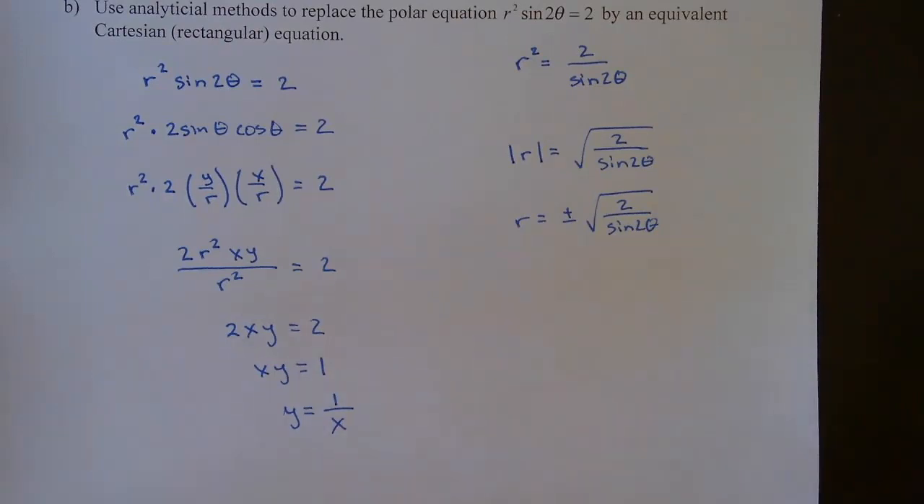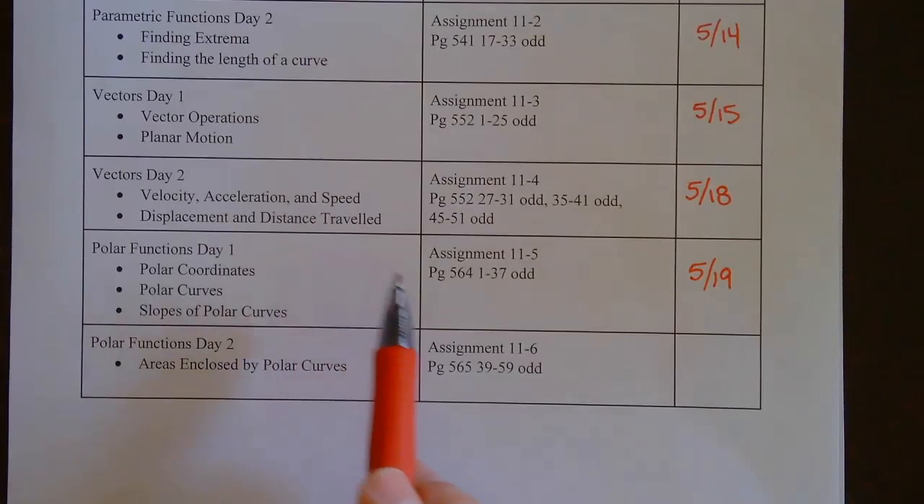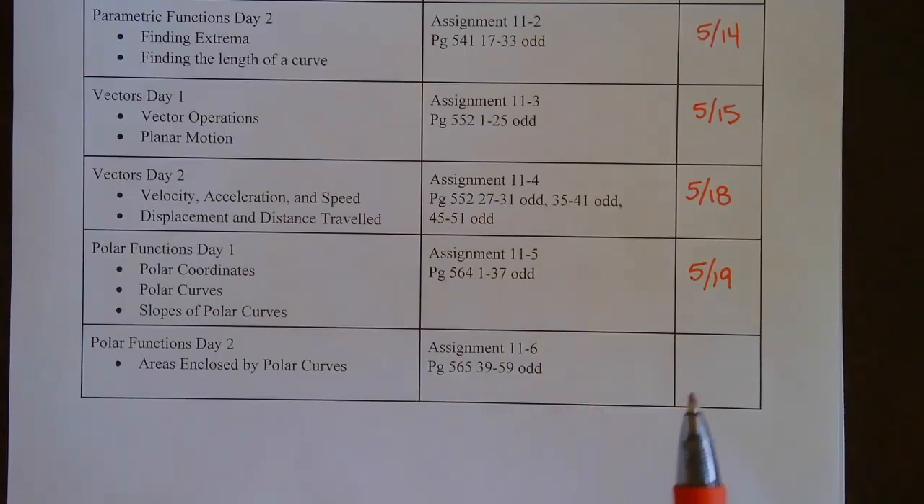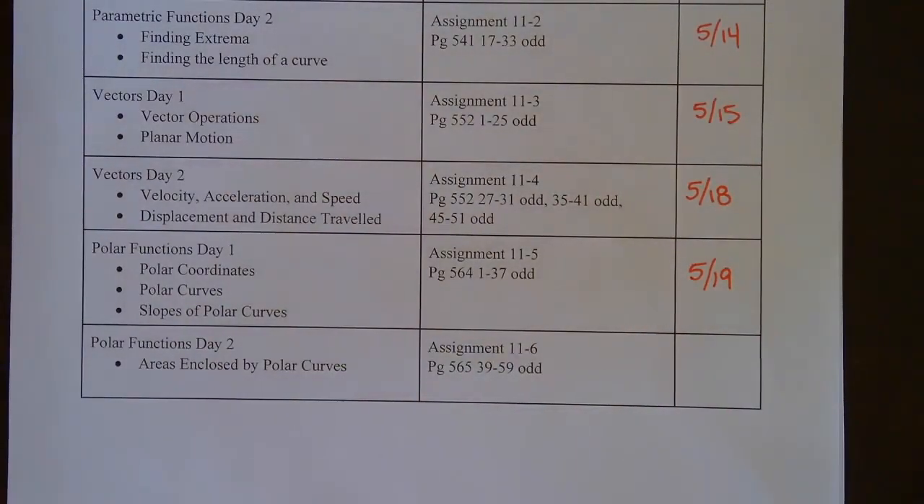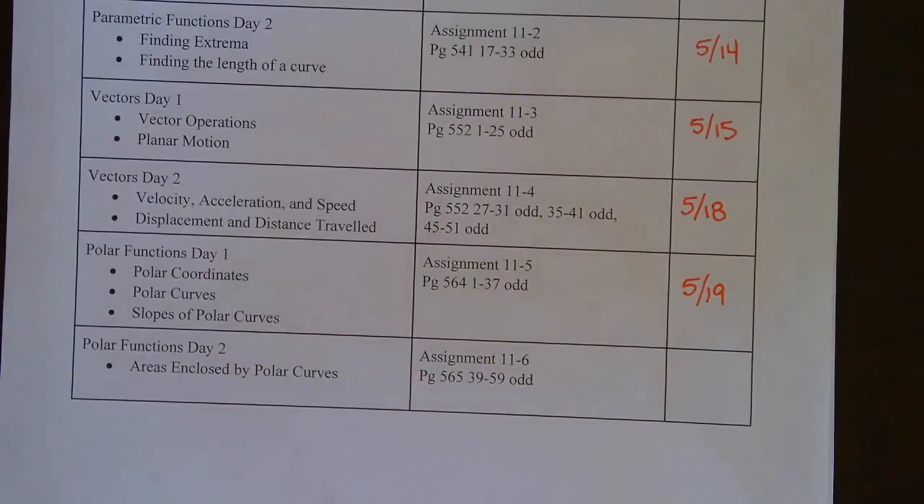Okay, guys, that's it. Let me grab my assignment sheet and we'll talk about what to do. For polar functions day 1, I want you to do page 564, 1 through 37 odd. I've given you some graph paper to go along with this. Tomorrow we're going to do calculus on this stuff. Today wasn't calculus at all, it was just algebra, pre-calculus type stuff. I put this date just to follow along. I'm a couple days off because I had some meetings I had to attend. So tomorrow, last day, it's just this right here, 39 through 59 odd, okay?